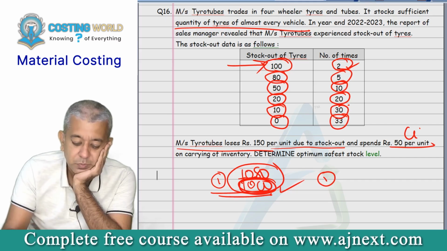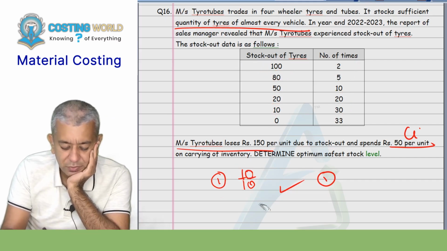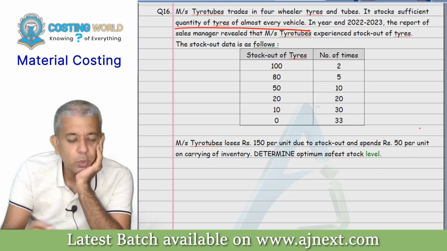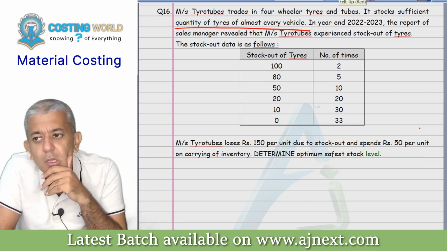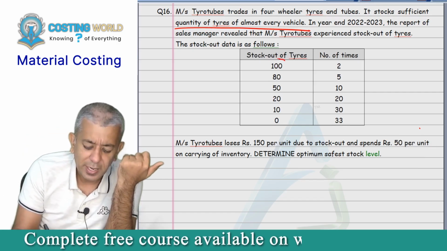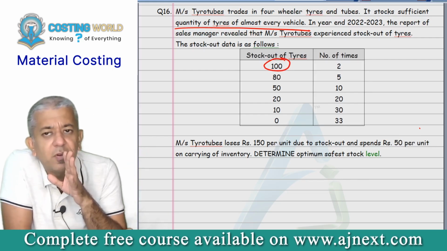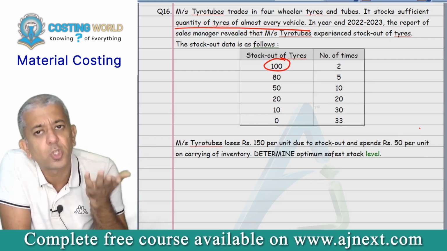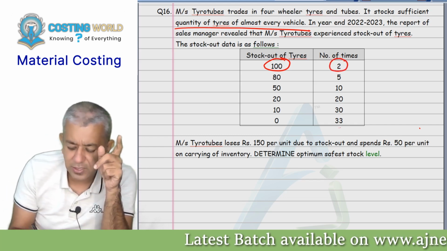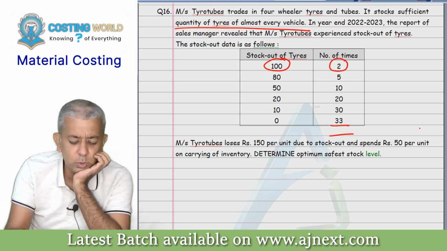Now see. Whenever the number of times is given to you, that will help you to get probability. Probability is the chance of a certain thing happening. You will understand that it is not that I will have 100 units of stockout for sure, because till now it has only happened 2 times. Total up this first, please. Total it up.